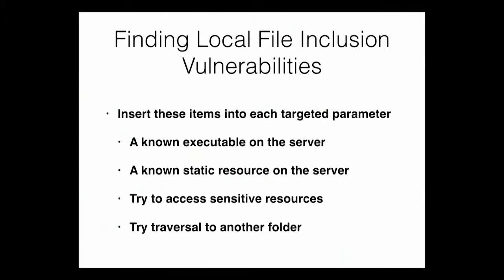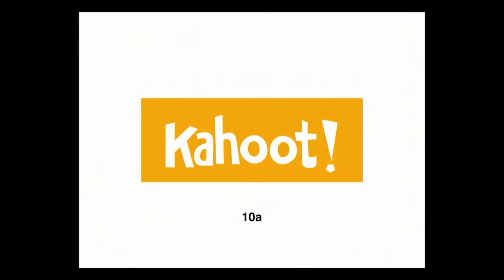So put in things in each parameter: a known executable, a known static resource, sensitive resources, traversal to another folder. These are all things that might work, and you can write scripts that will try it in every parameter until you find the one that's vulnerable.